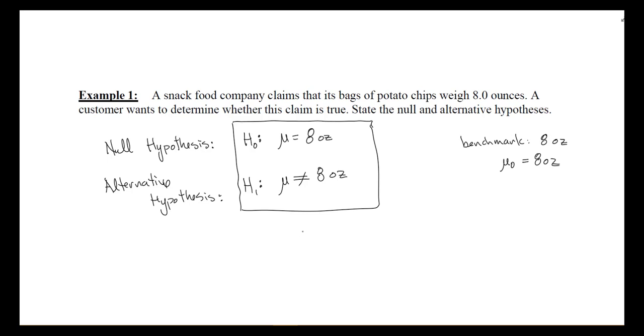Now, this is a two-tailed test because the inequality can go either direction. It's not restricted to go just one way. So as long as it's not 8 ounces, then it's not equal to 8 ounces. And now that puts us into our alternative hypothesis.